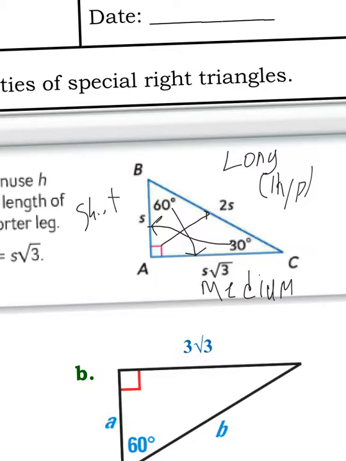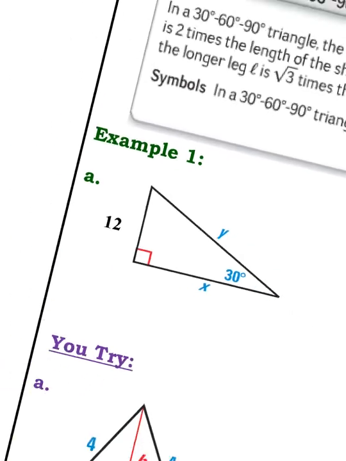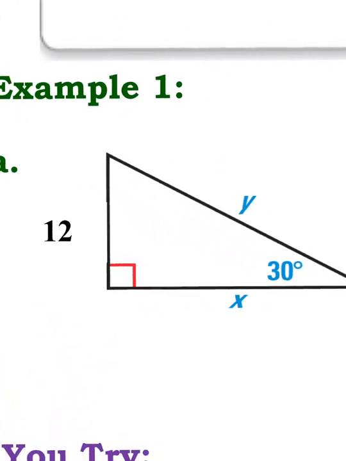So you'll notice S and 2s are pretty normal. I just take whatever the number of the s is, multiply it times 2 for the hypotenuse. And then you take whatever number the s is and throw a square root 3 next to it. So 30, 60, 90 has a square root 3 instead of a square root 2 from 45, 45, 90.